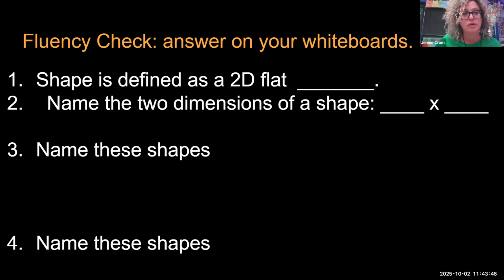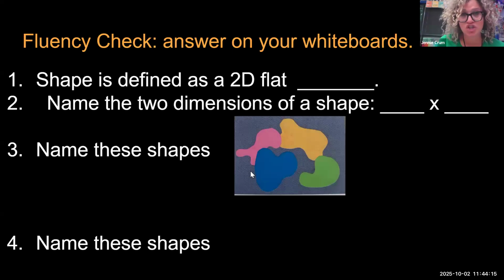Okay, so number 1, shape. What is it? It's defined as a 2D flat blank. Think about in math, when you have length times width, you're trying to find the what. That's what defines a shape. Number 2, I think I just told you the answer. Name the 2 dimensions of a shape. Blank times blank. Hint, hint, hint.